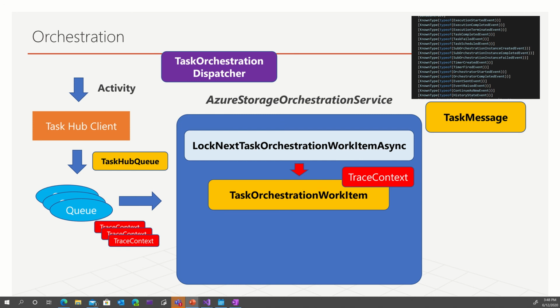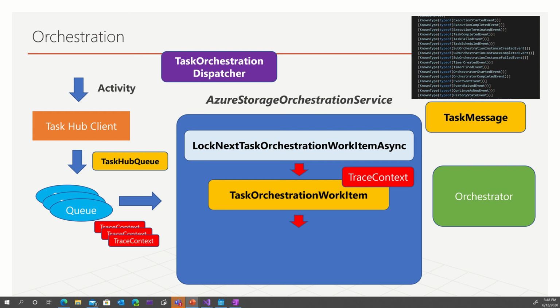So once the task orchestration work item is created, the task orchestration dispatcher calls another method. This is the orchestrator. The orchestrator is eventually executed at this timing. The orchestration dispatcher can see the task orchestration work item that includes the trace context. So the dispatcher can pass the trace context to the orchestrator. I've done that inside of the dispatcher. So the orchestrator can refer to that trace context object.